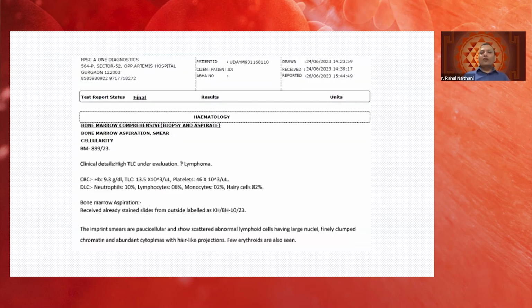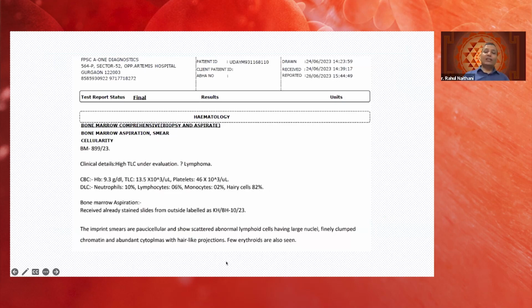So we did a bone marrow for this patient. This patient was presented to us last week only. And in bone marrow, again, these are the cytopenias. These were the peripheral blood. The imprint smears were paucicellular, scattered abnormal lymphoid cells, large nuclei, finely clumped chromatin, abundant cytoplasm with hair-like projections.